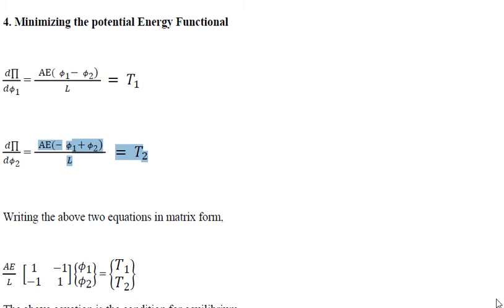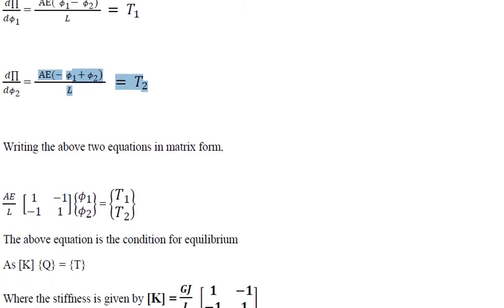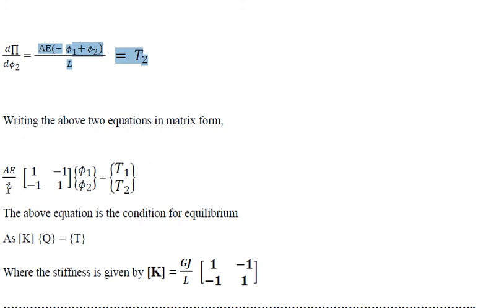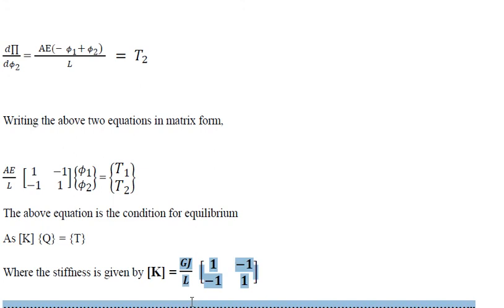If you write those two equations in matrix form, we will get Gj by L, 1 minus 1, minus 1 1, times pi 1, pi 2, equal to T1, T2. It is not Ae by L. Ae by L is for bar. Please make the correction here. Gj by L is for the torsional member.